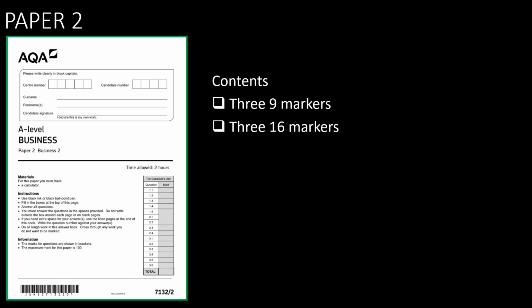Now let's take a look at paper 2. So roughly about a week later, you'll be sitting paper 2, and looks like this. So the contents of paper 2 are as follows. You have 3 9 markers in paper 2, 3 16 markers there as well, and then a mixture of 2, 4 and 6 markers.